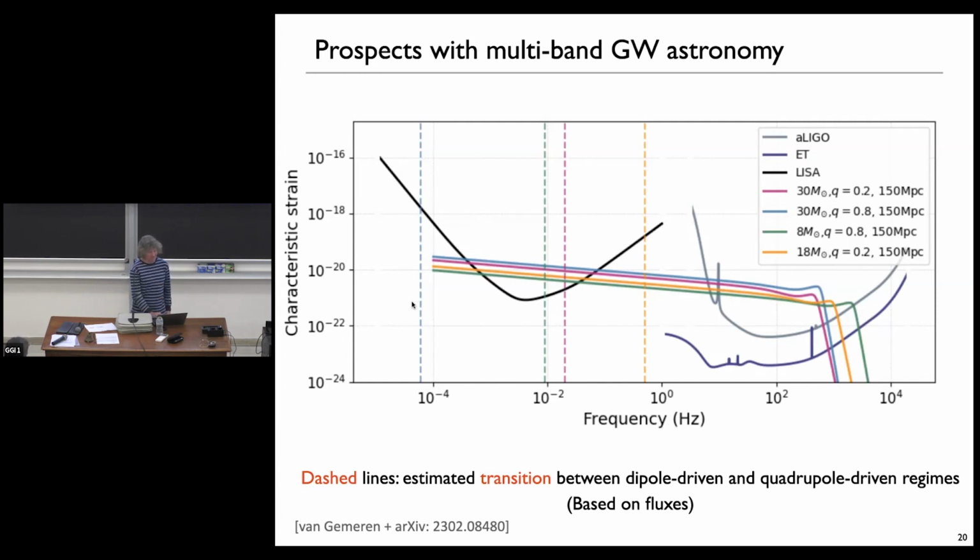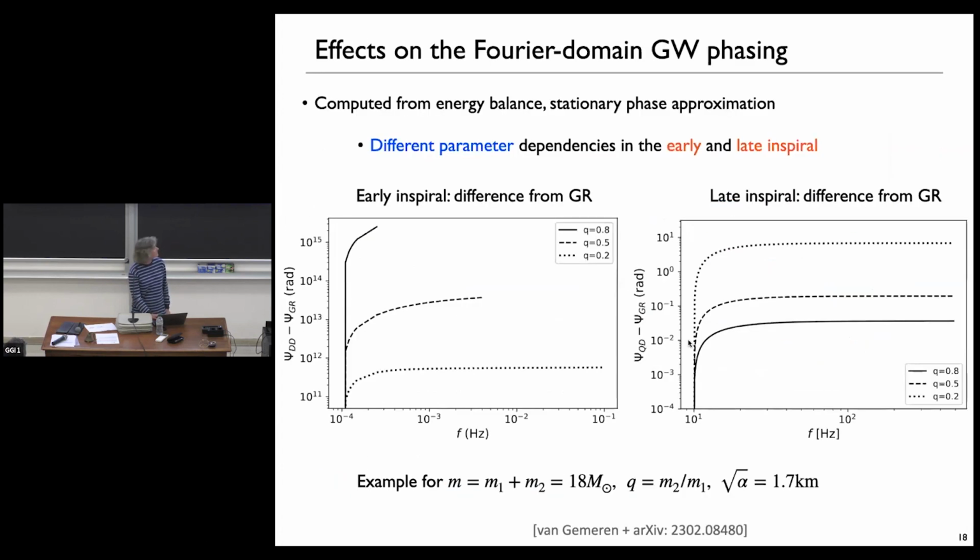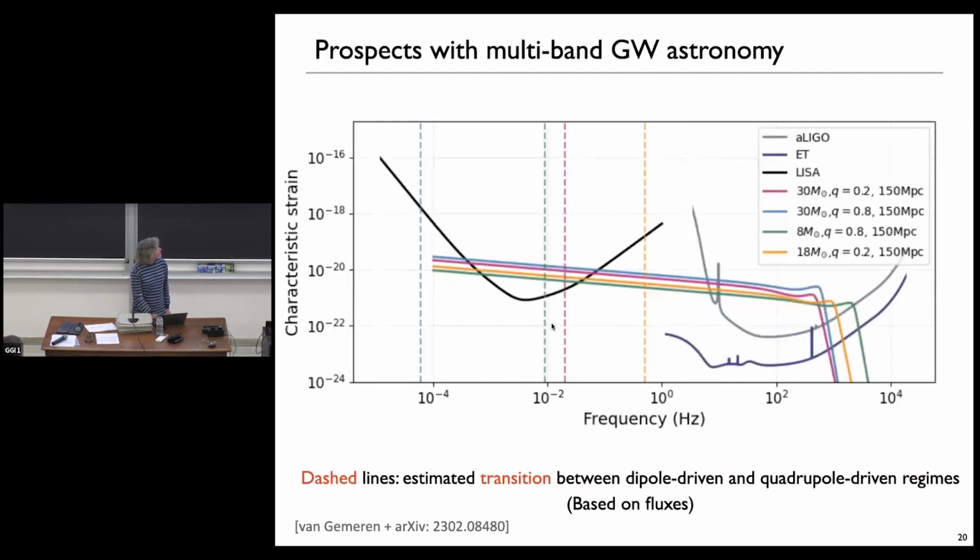So this is shown here for some of the example cases I showed. For example, the 18 solar mass case was exactly this example case. And of course, it depends what distance they are at, but at a distance of 150 megaparsec, we can still see both the early inspiral and the late inspiral.